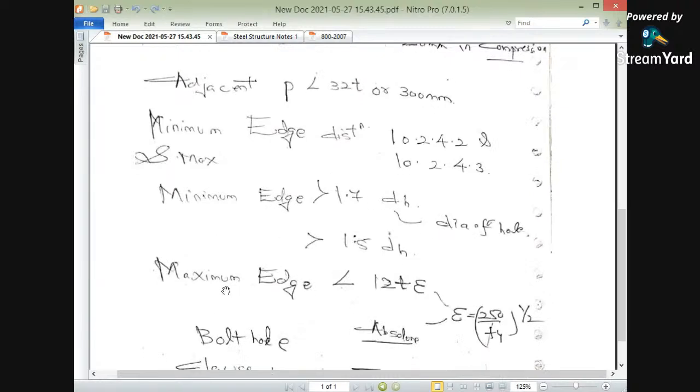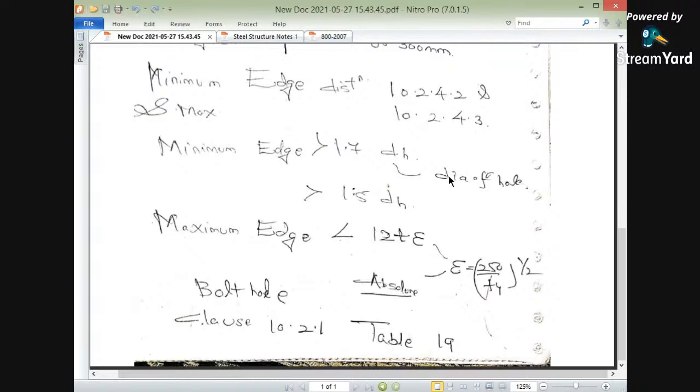Again, what is the maximum edge distance? It should be less than 12 T epsilon, where epsilon is nothing but (250 divided by fy) raised to 1 by 2, and T stands for the thickness. So these are the values.